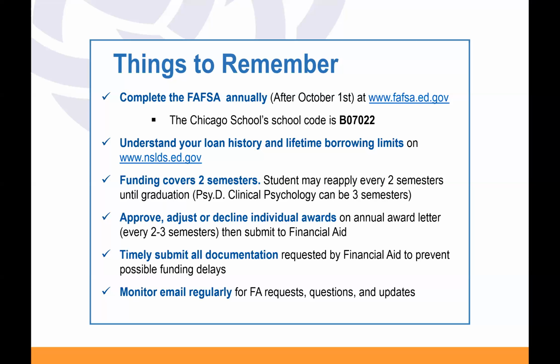And that would lead us to my last point, would be monitor your email regularly. So we will be contacting you, at least once a week, once every 2 weeks, if we need more information, right? So if we need additional documentation, if we need your award letter, like we need to know if you are approving, declining, or reducing your award letter, or say that you're not even interested in financial aid, right? So we need those updates to be able to complete your financial aid.